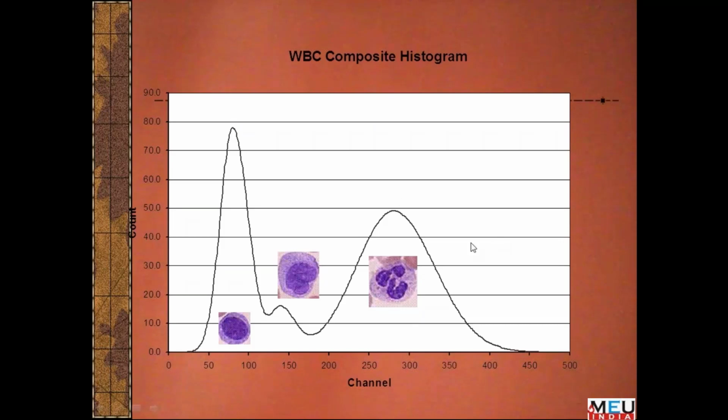Because the neutrophils are of maximum size, they are read here, between 250 and 350 femtoliter. The monocytes are in the middle and the lymphocytes on the extreme left. The extreme right is for neutrophils. Monocytes are in the middle. Monocytes and even eosinophils are in the middle.